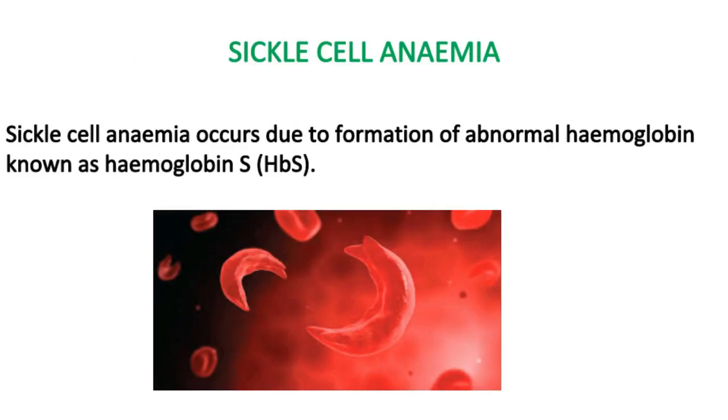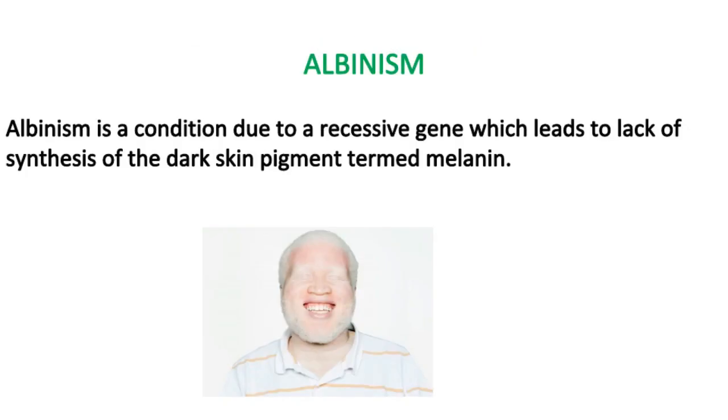Sickle cell anemia occurs due to formation of abnormal hemoglobin known as hemoglobin S. Albinism is a condition due to a recessive gene which leads to lack of synthesis of the dark skin pigment termed melanin.